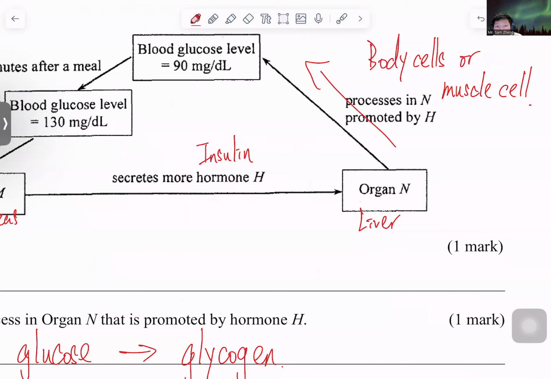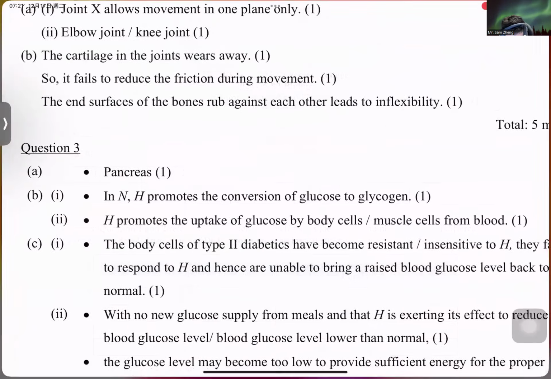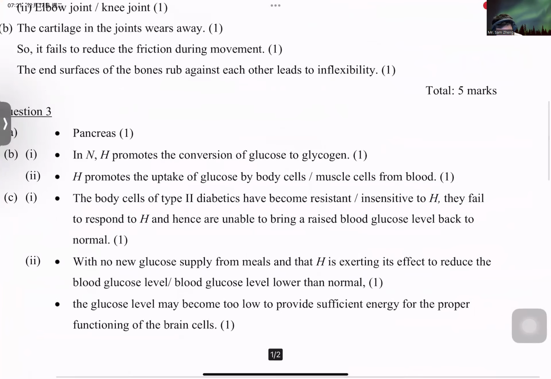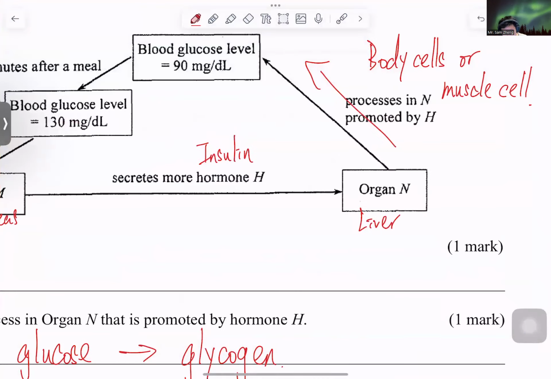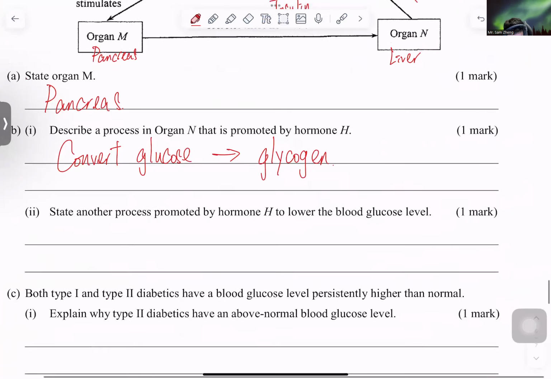They will uptake more blood glucose, right? By looking at the answer, many of you forgot to write this down. They need to uptake more blood glucose, because the insulin promotes the quicker uptake of glucose by our body cells or muscle cells. So you need to mention that, or that there would be an uptake of more blood glucose.